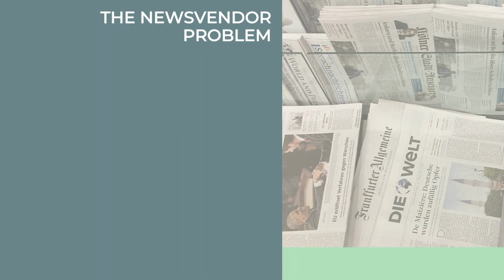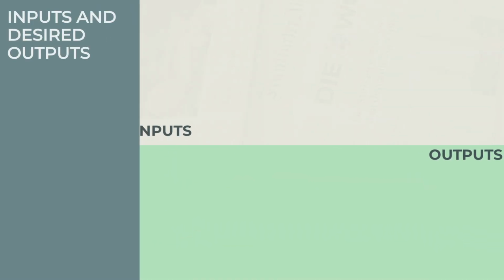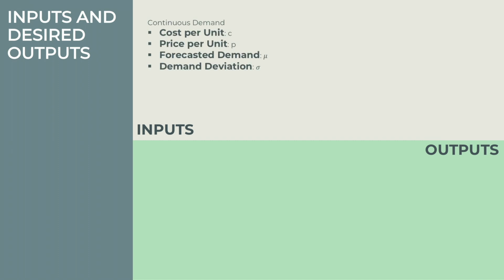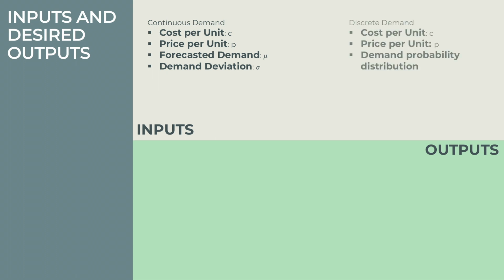For the Newsvendor model, we are trying to maximize the expected profitability and have to differentiate between continuous demand and discrete demand. The inputs for the continuous demand are the cost per unit C, the price per unit P, the forecasted demand mu, as well as the standard deviation. For the discrete demand, we have also the cost per unit and the price per unit. In addition, we need a demand probability table. Optional inputs are the salvage value S and the inventory holding cost.